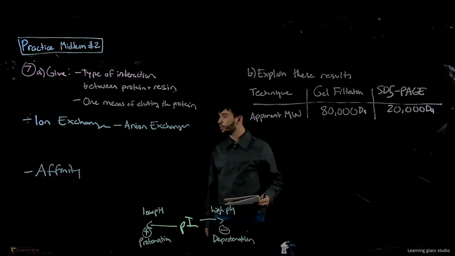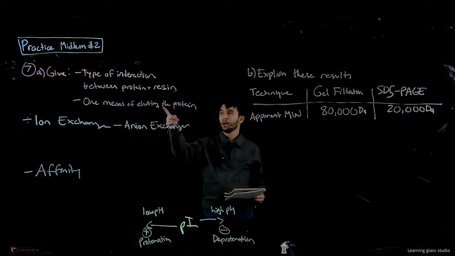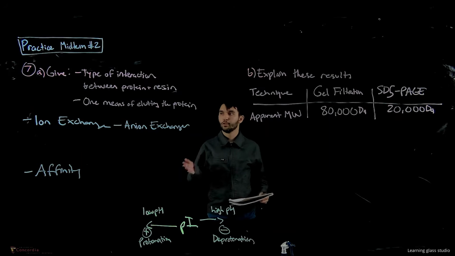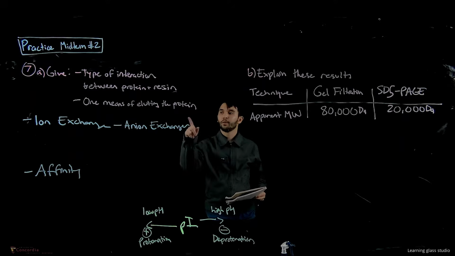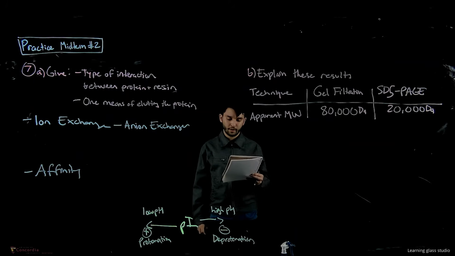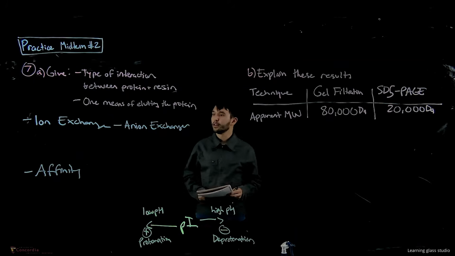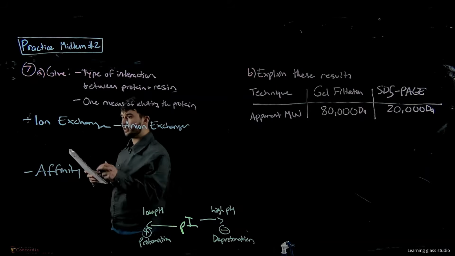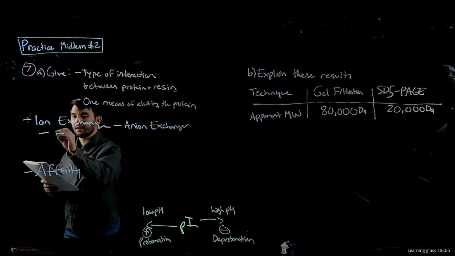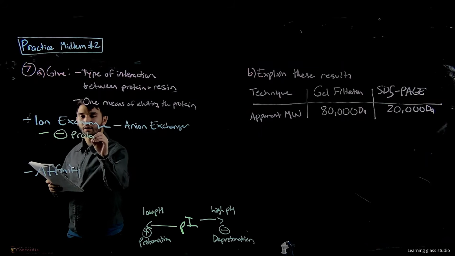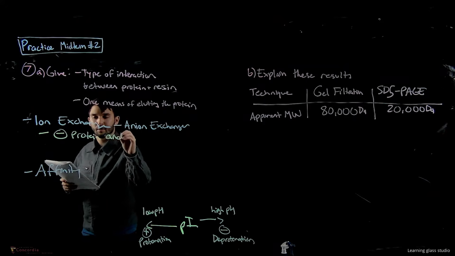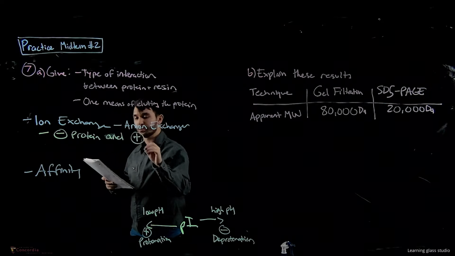All right, question number 7. So this part A is having us give the type of interaction between a protein and a resin for a type of protein purification column, and also asking for one means of eluting the protein. So first up, we have ion exchange chromatography using an anion exchanger. So essentially, this is an interaction between a negatively charged protein and a positively charged resin.